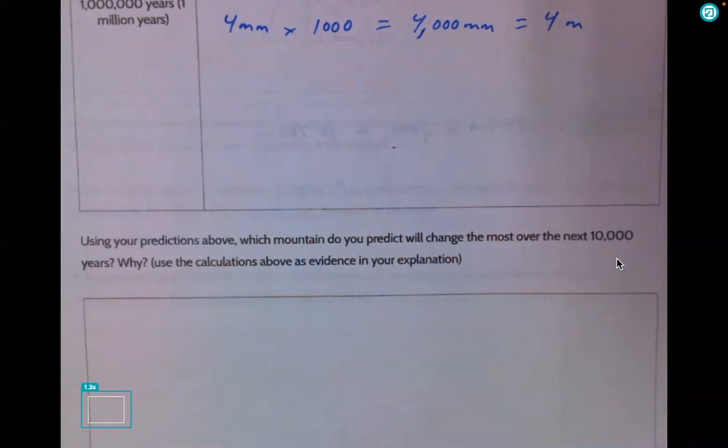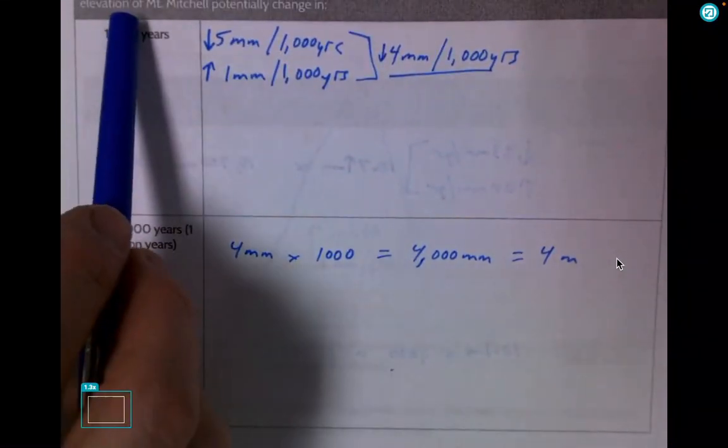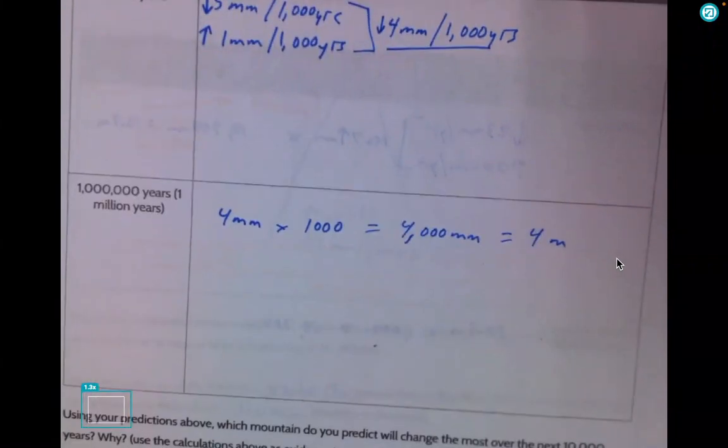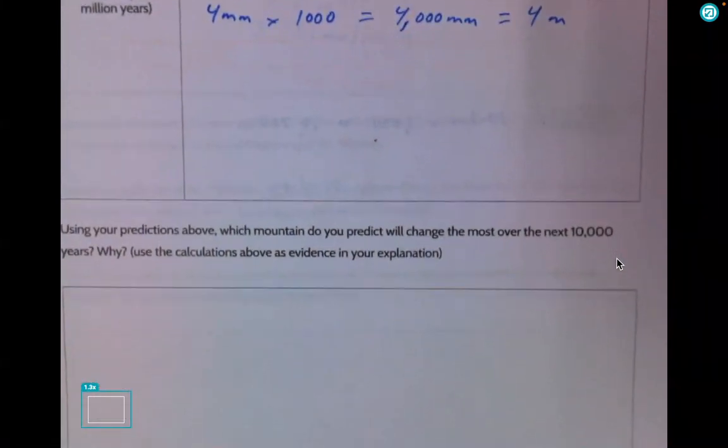They're not looking for some of the answers we had here. So you have to think about this. This is 1,000 years. That's a million years. They want to know about 10,000 years. They don't want increase or decrease. They just want to know which one's going to change the most. So fill that in, and then you can submit that to the assignment for today.